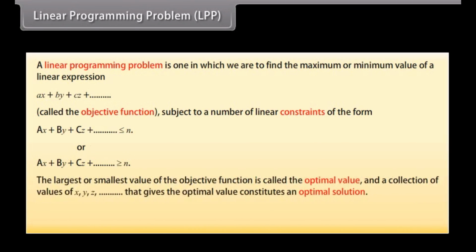The largest or smallest value of the objective function is called the optimal value, and a collection of values of x, y, z and so on that gives the optimal value constitutes an optimal solution. The variables x, y, z and so on are called the decision variables.